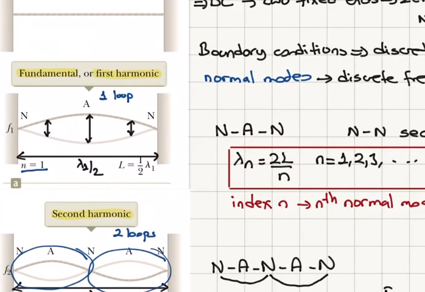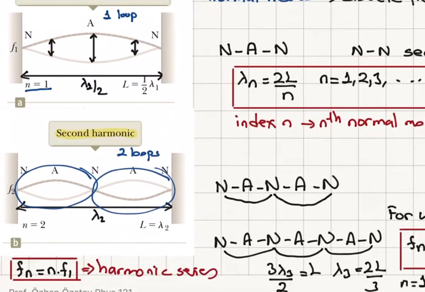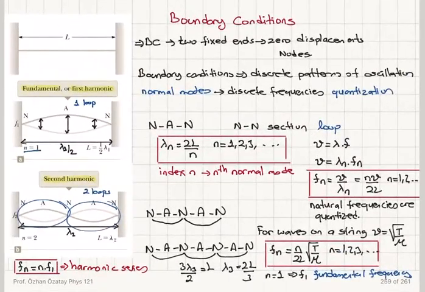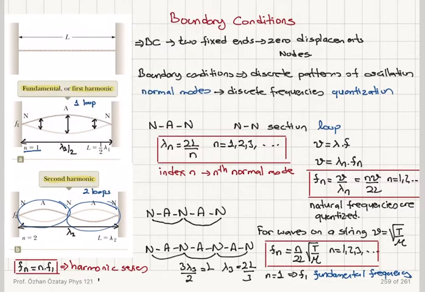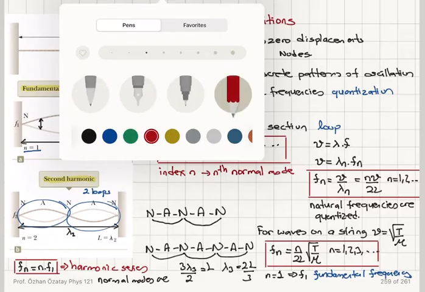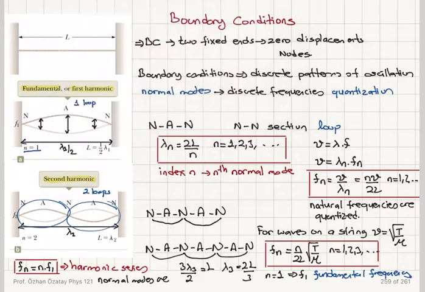and the normal modes are called harmonics. So that's the first harmonic, this is the second harmonic, etc. And the corresponding modes are harmonics. So let's note this here. Normal modes are known to be harmonics.